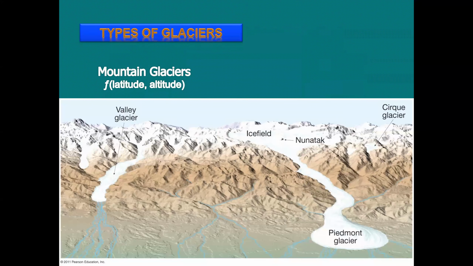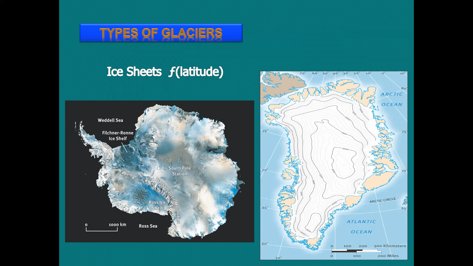And ice sheets are a function of latitude, so you only find ice sheets as of now at very, very high latitude. So, for example, the South Pole and Greenland, which sits mostly above 65 degrees north latitude. And this ice can be very, very, very thick.